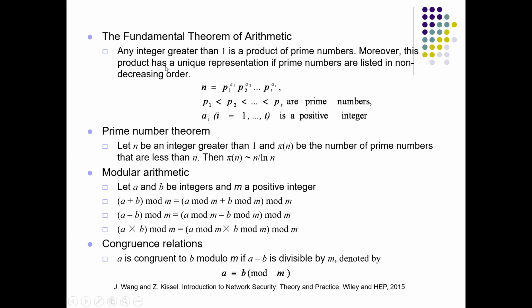Okay, so this just means that any integer greater than 1 can be constructed by using prime numbers. In other words, any integer greater than 1 is a product of prime numbers. Moreover, this product has a unique representation if prime numbers are listed in non-decreasing order. Okay, so let me start an annotation here.